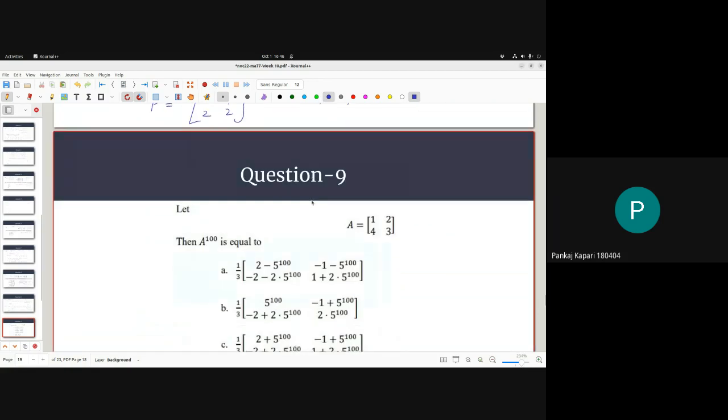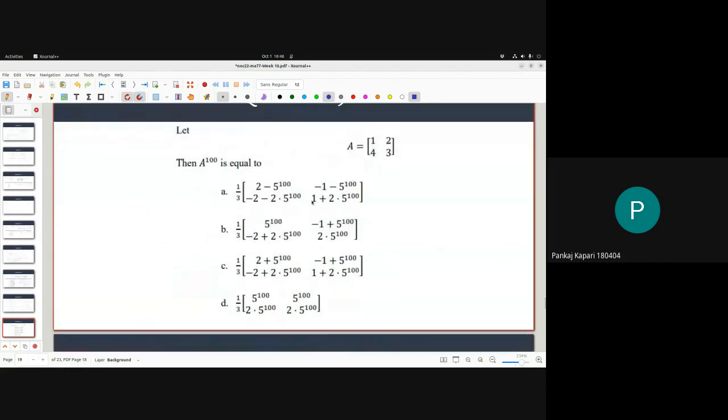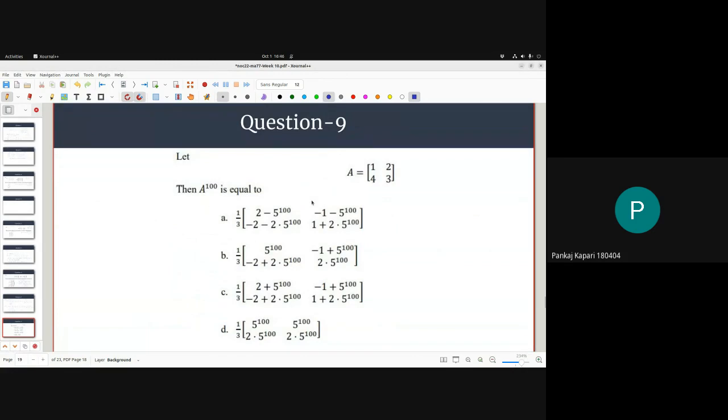If there are no questions, let's move to the next problem. The next two problems are based on some applications of diagonalization. If our matrix is diagonalizable, then what is the benefit of that? This is the first problem based on that. For this given matrix A, we have to find A to the power 100. Note that if you find A to the power 100 directly, it will be a lot of work, multiplying A 100 times.